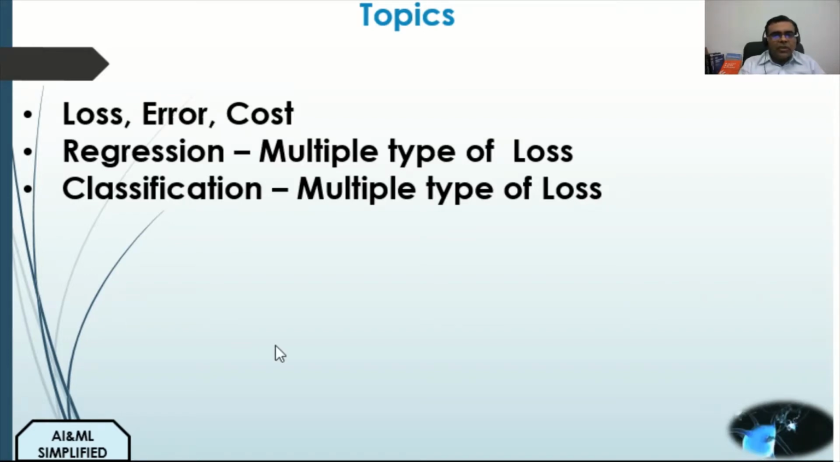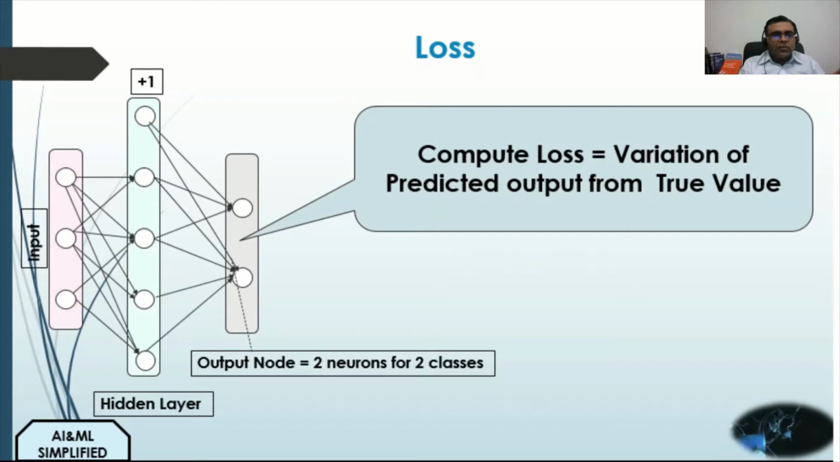During the training process, at the end of each epoch, a loss is computed. The loss is computed by comparing the actual output and the predicted output. During this training process, we try to minimize this loss by continuously adjusting the weights, such that by the end of the training, this whole loss is minimized.